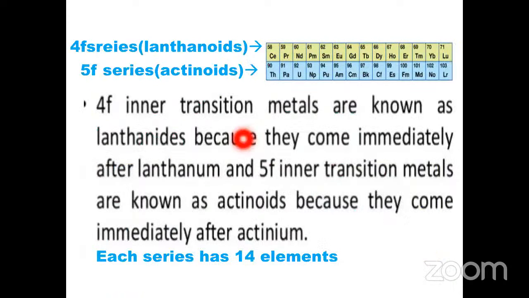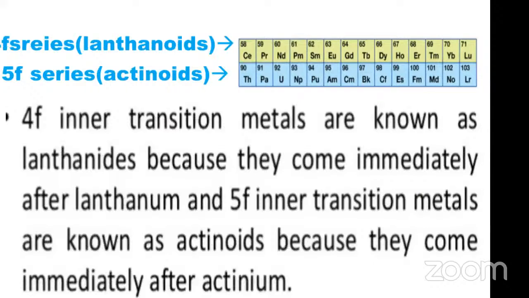The 4f series elements are called lanthanides. They start from cerium and end with lutetium. Next, the 5f series elements are also called actinides. They start from thorium and end with lawrencium.